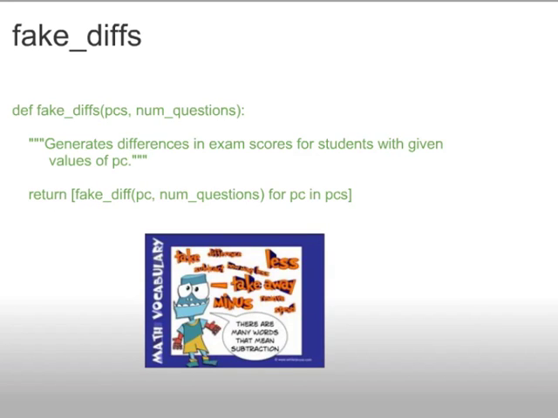Okay, now that I've got fake diff, I can write fake diffs. This now takes PCs, which is a list of values for PC, one for each student. So the length of that list will be the same as the number of students. And it's going to generate one difference, one capital D, for each student, and it's going to return a list of those differences. So this simulates running the entire experiment, giving a pre-test and a post-test to each student.